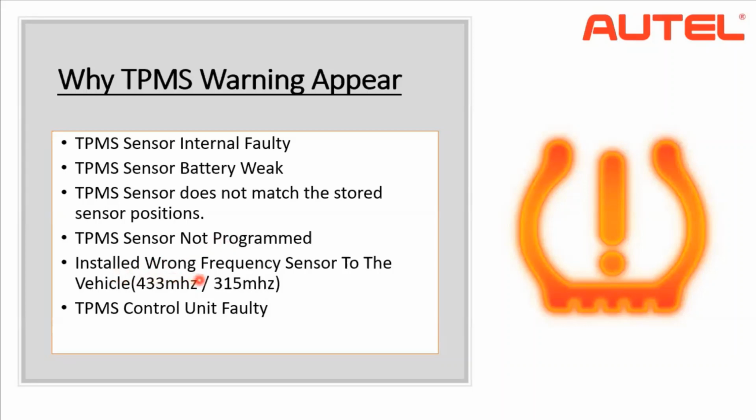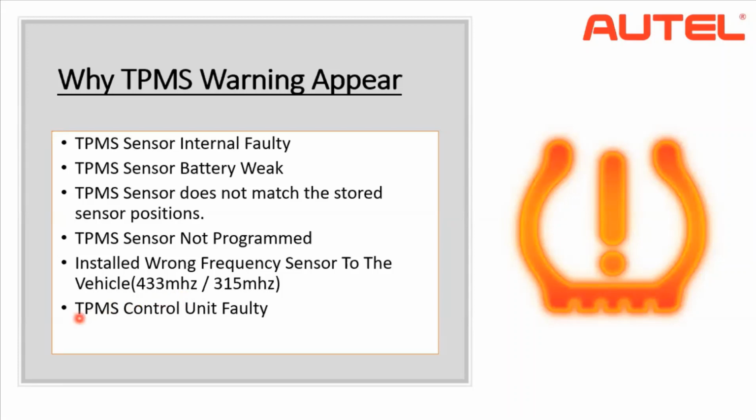The next one is installing a wrong frequency sensor in the vehicle. Usually the TPMS system works on two frequencies. One is 433 megahertz and the other one is 315 megahertz. The TPMS sensor sends a signal to the vehicle's antenna system on one of these frequencies. So if we use a TPMS sensor which sends 315 megahertz and fit it into a car which requires a 433 megahertz sensor, then the antenna system wouldn't receive that radio signal. That means, again, the car would think the sensor is not present and the warning lamp will come up.